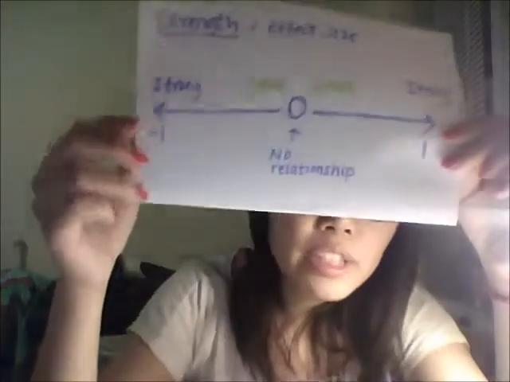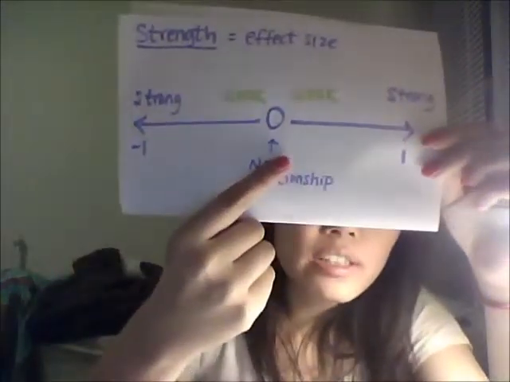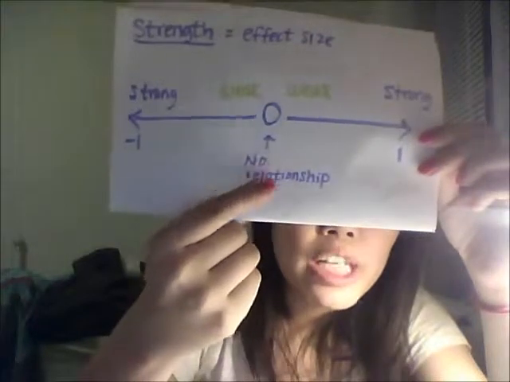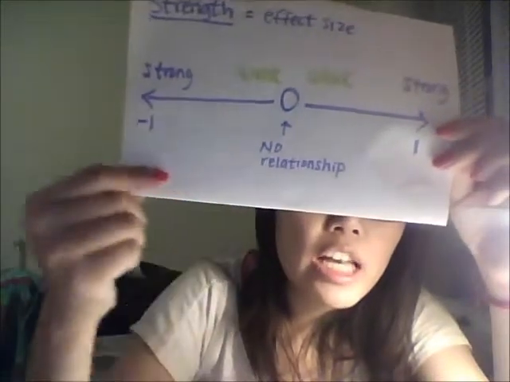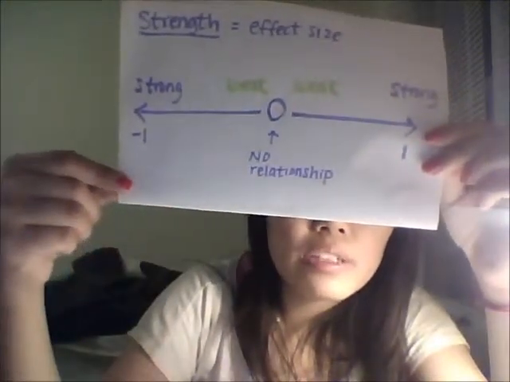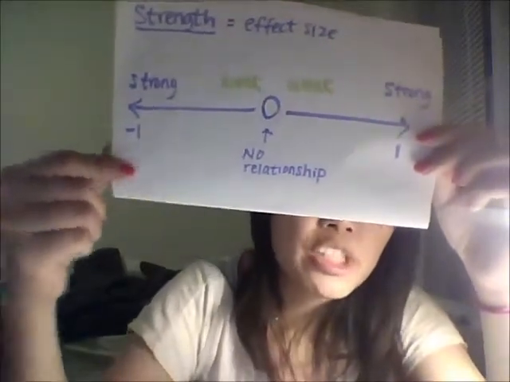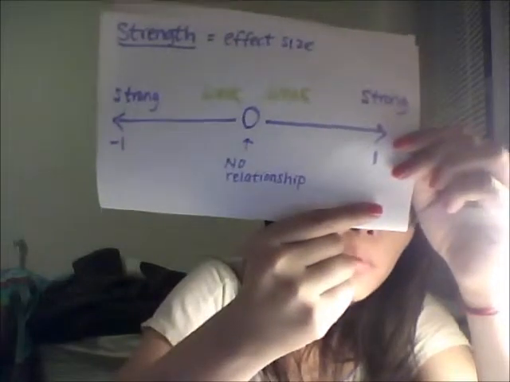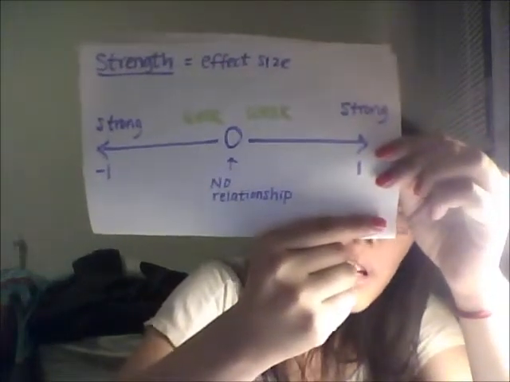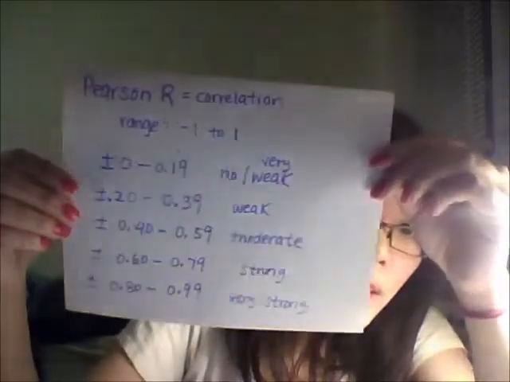So remember from the little diagram we drew before, if you have the value of 0, then there's no relationship, and then as it moves towards the other side, away from 0, then we have a stronger relationship. Same with the opposite side. If you move away from 0, you have a strong relationship. So here's a diagram I got off from your PowerPoint.